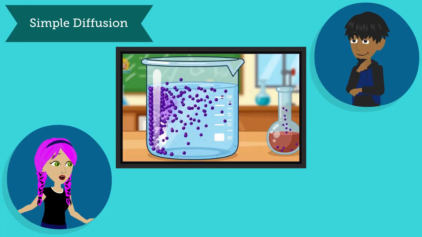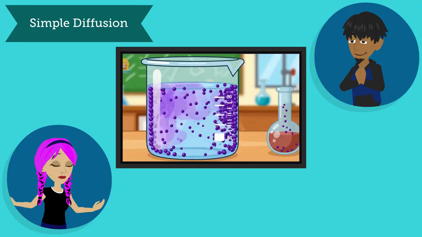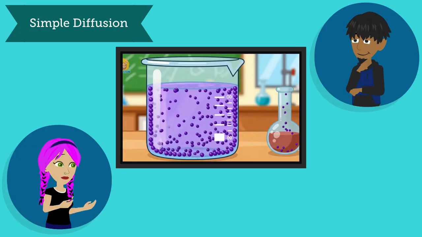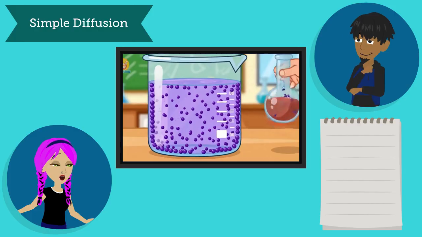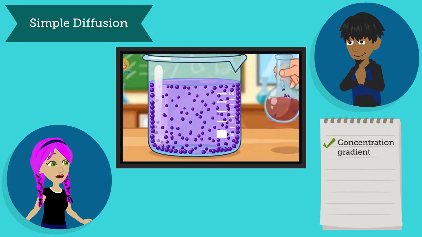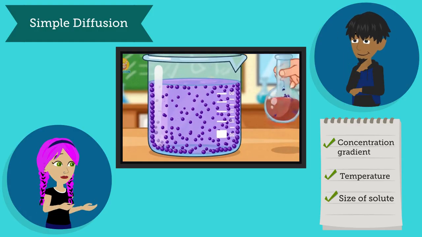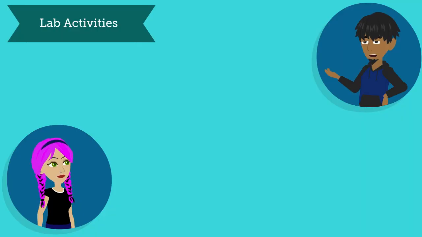Diffusion is the movement of a solute from an area of high concentration to an area of low concentration. The rate of diffusion depends on many factors, such as the concentration gradient of solute, the temperature, and the size of the particles. To investigate the principles of simple diffusion in lab this week, we will perform two experiments.